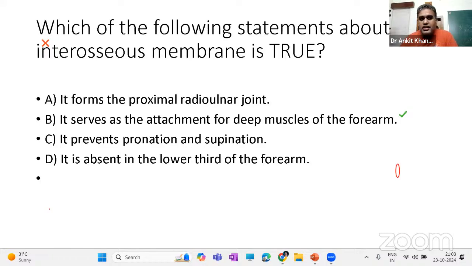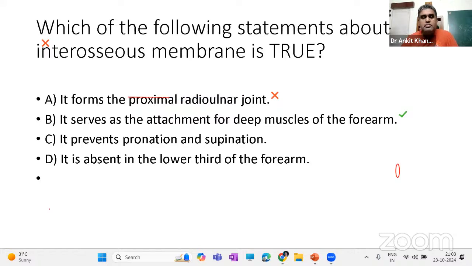Like for example, statement number one, it forms a proximal radial joint. That is wrong. So it forms which radial joint? It forms the middle radial joint. Second, it serves as an attachment for the deep muscles. Absolutely correct. That also we have seen, because there are a lot of muscles in the forearm. So the second option is correct.